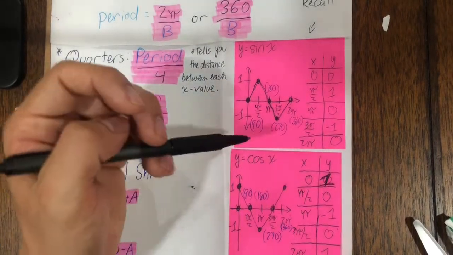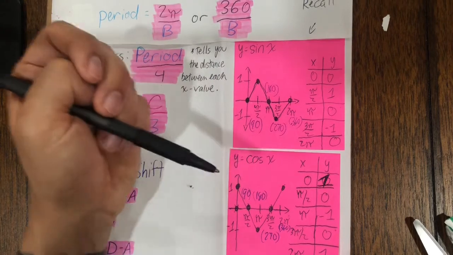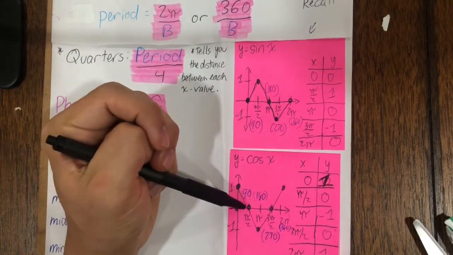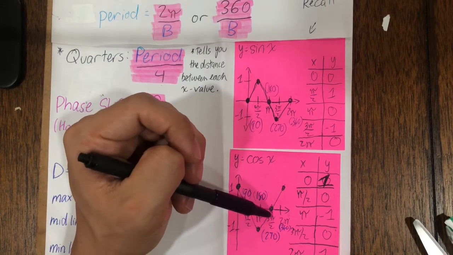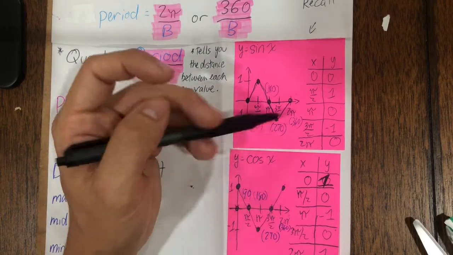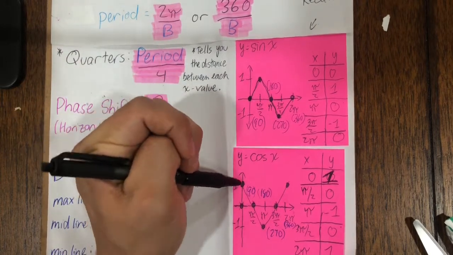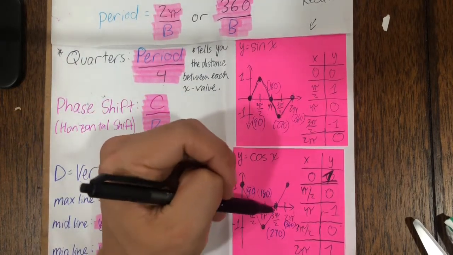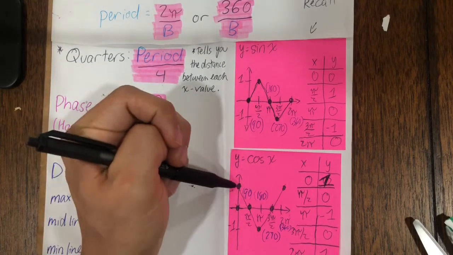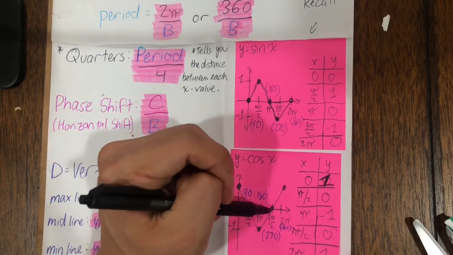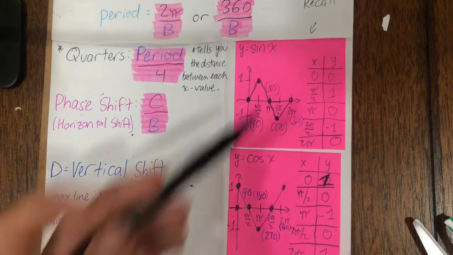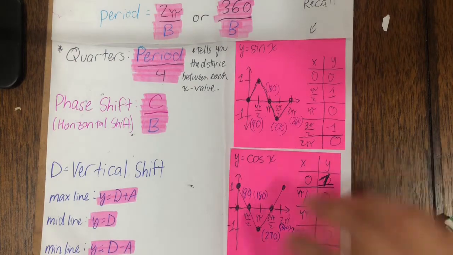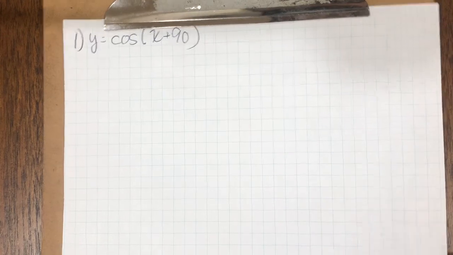Then we have the graph for cosine, which is (0, 1), (90, 0), (180, -1), (270, 0), (360, 1). And the pattern will go max, mid, min, mid, max. Again, it is max, mid, min, mid, max. We're going to be using the patterns for the original graphs to help us graph our new functions.